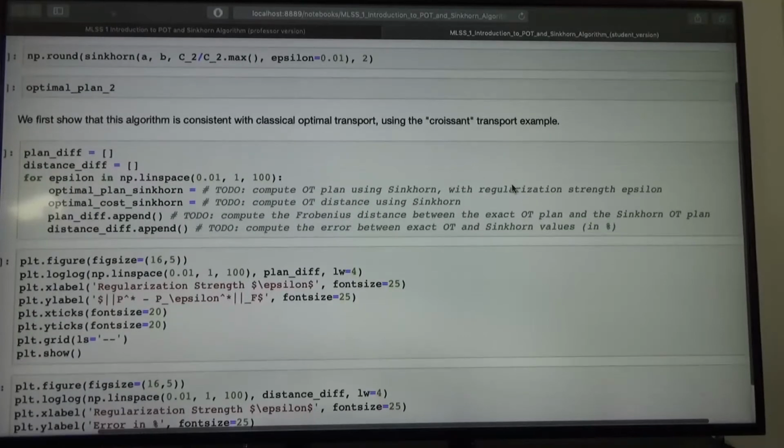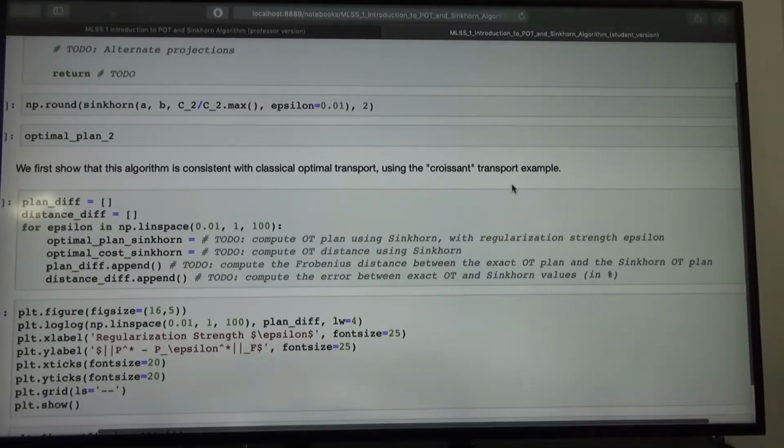So what you can do now is try to change the epsilon, and depending on the value of epsilon, plot the distance between the real optimal transport map and the map that you get. And you will see that if you take an epsilon that is closer and closer to 0, what you get is something that is closer and closer to the real optimal solution. So this is an experimental fact, but it's also well understood from a theoretical point of view.